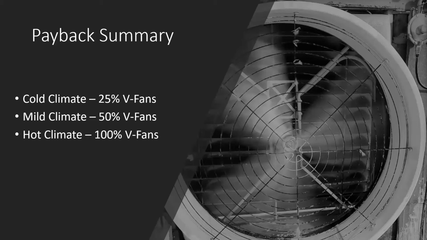So for a payback summary, for cold climates, and this remembers specifically broiler houses, which is what we're analyzing here, it will change based on a lot of the parameters we already talked about. But for this broiler simulation, cold climate, 25% VFans is probably the best ROI and savings option. As you get into a little hotter, mild climates, probably around 50% variable speed fans might be the best combination of your return on investment and your long-term savings. But for hot climate, 100% VFans has significant potential.